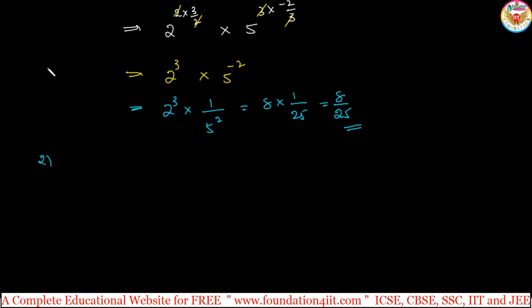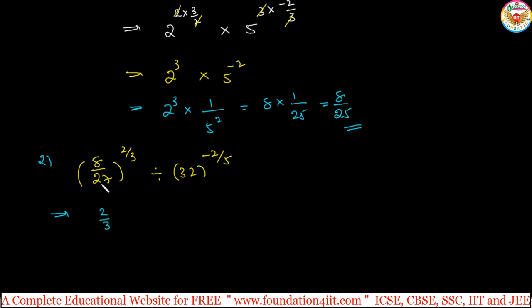For example, take one more question like this: 8 by 27 whole to the power 2 by 3 divided by 32 to the power minus 2 by 5. Okay, so here is 8 by 27. 8 is 2 cube and 27 is 3 cube. 2 into 2 into 2 is 8. So 27 is 3 cube.